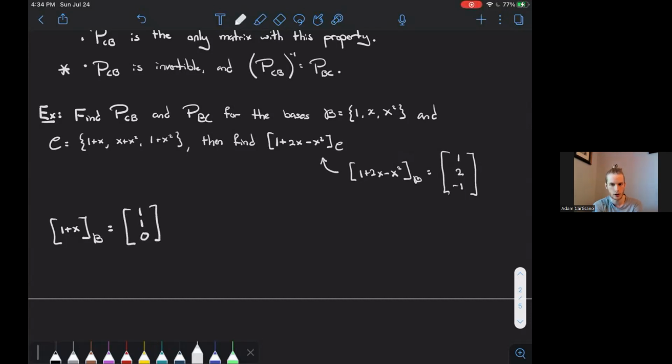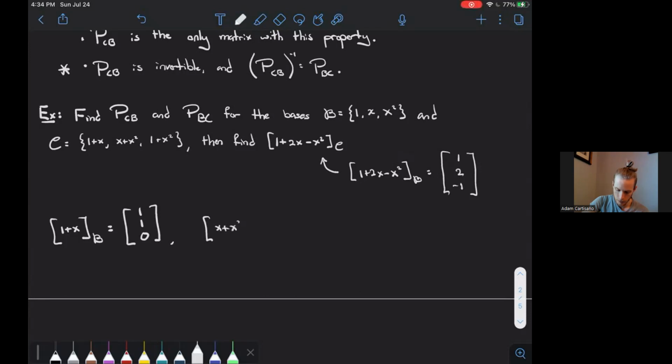Remember, coordinate vectors are just vectors in Rn, and that's what makes them super nice, where n is the dimension of the vector space we're working in. In this case, P2, the set of polynomials of degree less than or equal to 2, has dimension 3. And so we're going to be working in R3 for most of this. Let's do the other two real quick.